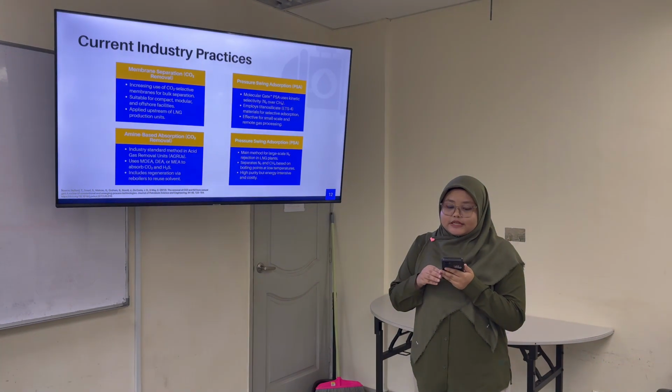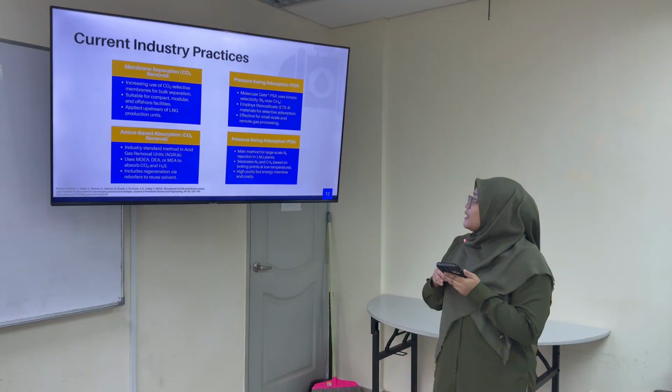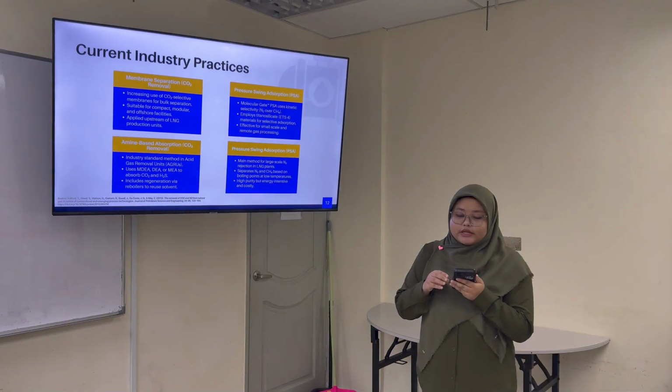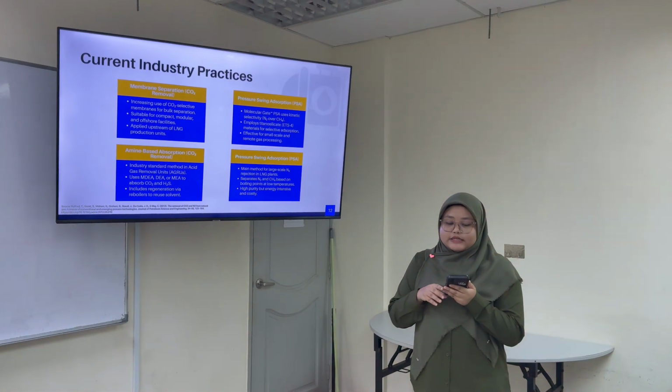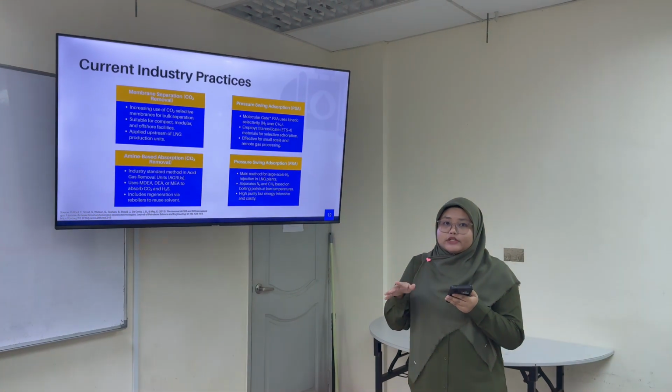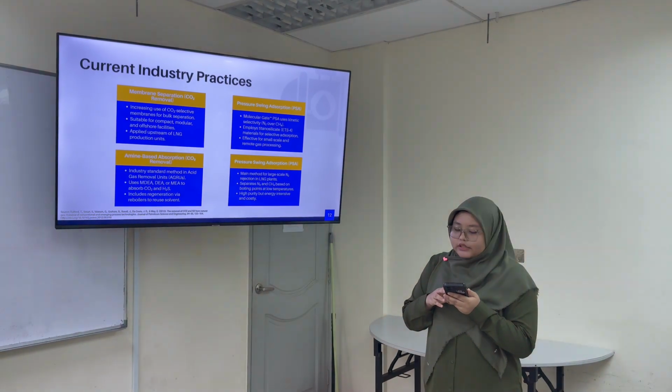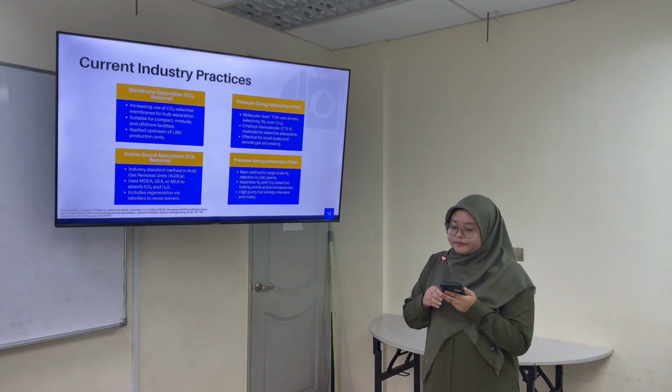A well-known system is a molecular gate, which uses material like PTS4 to selectively remove nitrogen gas based on molecular size and speed. This is either for small scale or remote gas fields.